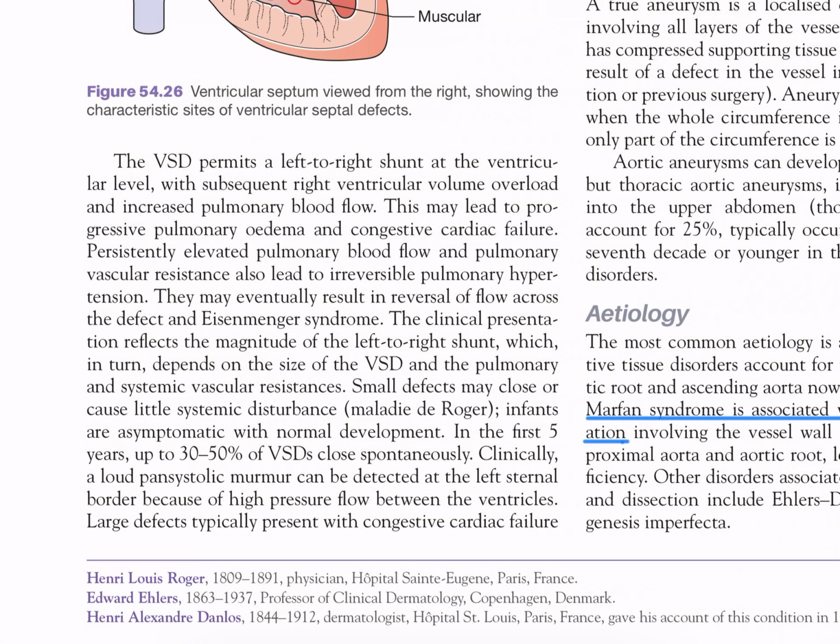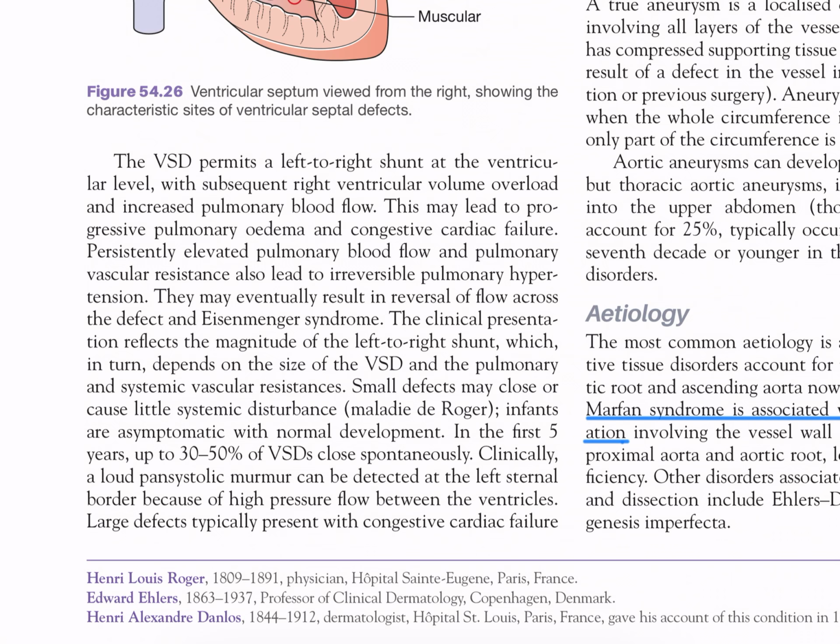The VSD permits left to right shunt at the ventricular level with subsequent right ventricular volume overload and increasing pulmonary blood flow. This may lead to progressive pulmonary edema and congestive cardiac failure. Persistently elevated pulmonary blood flow and pulmonary vascular resistance also lead to irreversible pulmonary hypertension. They may eventually result in reversal of flow across the defect and Eisenmenger syndrome.